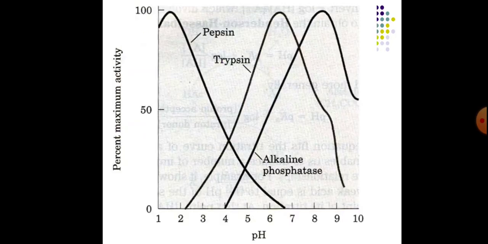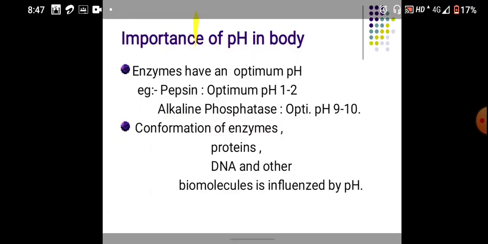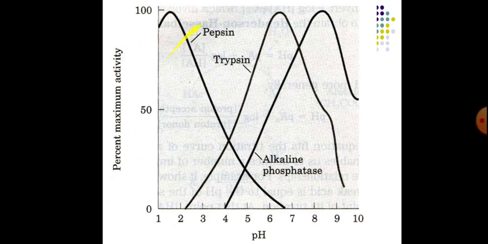See this graph here. On the x-axis the pH is written, and you can see that at a pH of about 1 to 2 the pepsin is active. At a pH of about 9 the alkaline phosphatase is active, and trypsin is active at a pH of about 6 to 7. So these enzymes have a particular pH in which their function will be maximum.